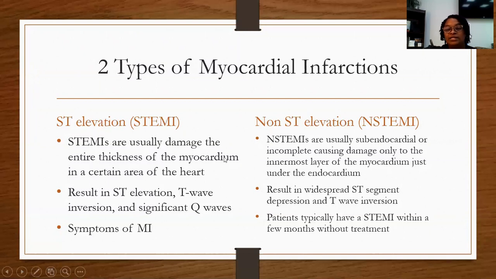Now, your non-STEMI is usually incomplete, and it usually only causes damage to that innermost layer of the myocardium just under the endocardium. They result in widespread ST depression instead of the elevation and T wave inversion. Patients typically go on to have a STEMI within a few months if they don't get treatment at the time that they have the non-STEMI.